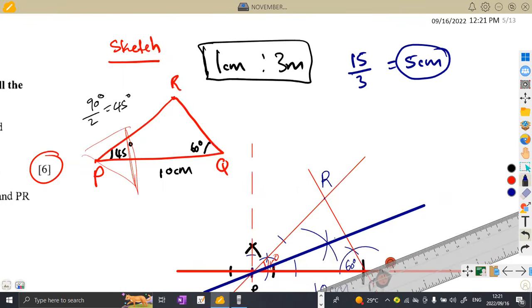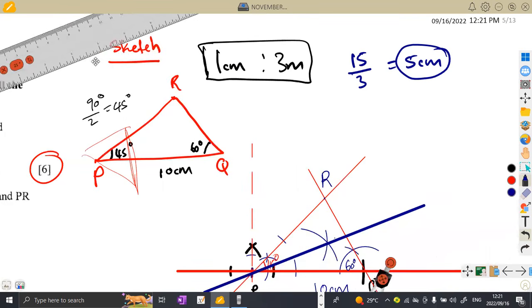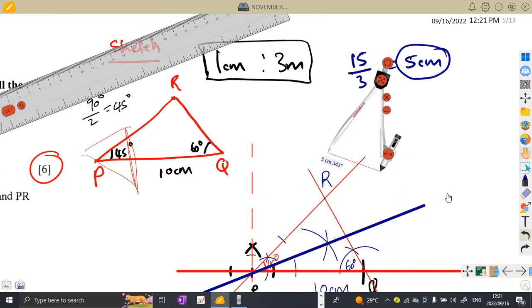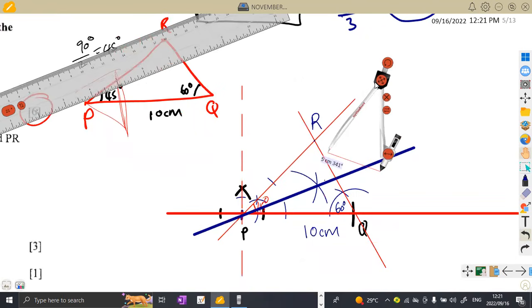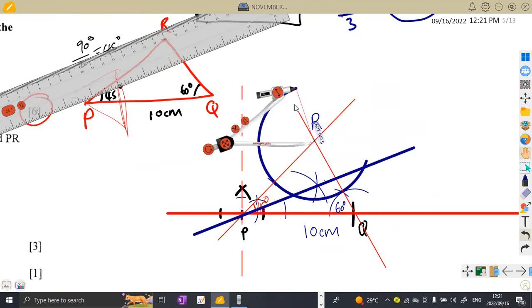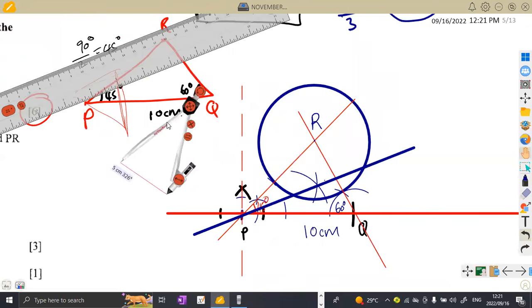Here we are supposed to measure, but I can simply see here this is 3.8, as you can see. So I can just measure 5, this is my 5 centimeters. Make sure you measure properly, guys, your 5 centimeters. At point R, once you have that 5 centimeters, you draw a circle like this. As you can see, that is the locus of points 15 meters from R, a fixed point, so you're going to have a circle like this.